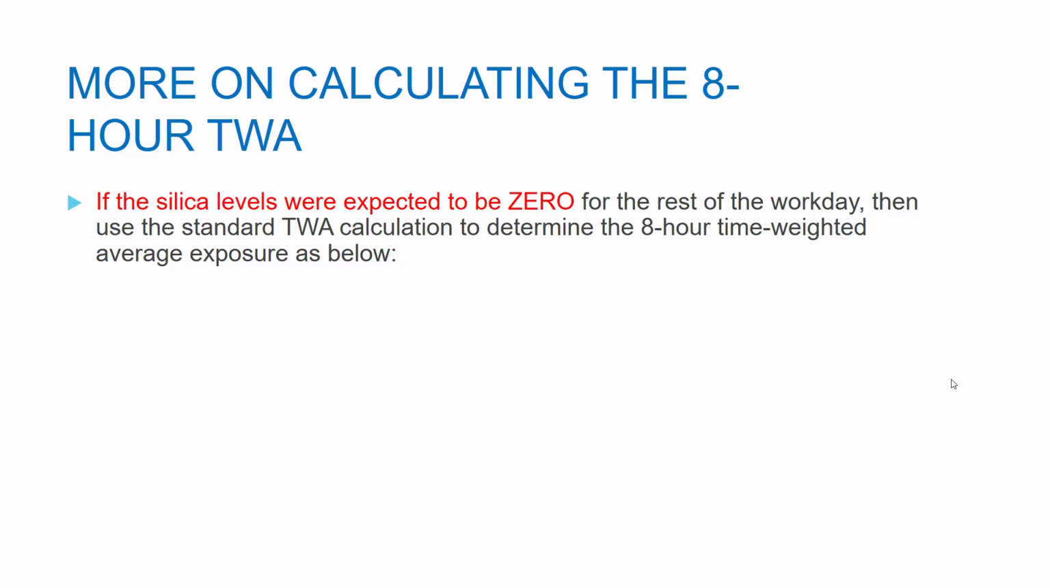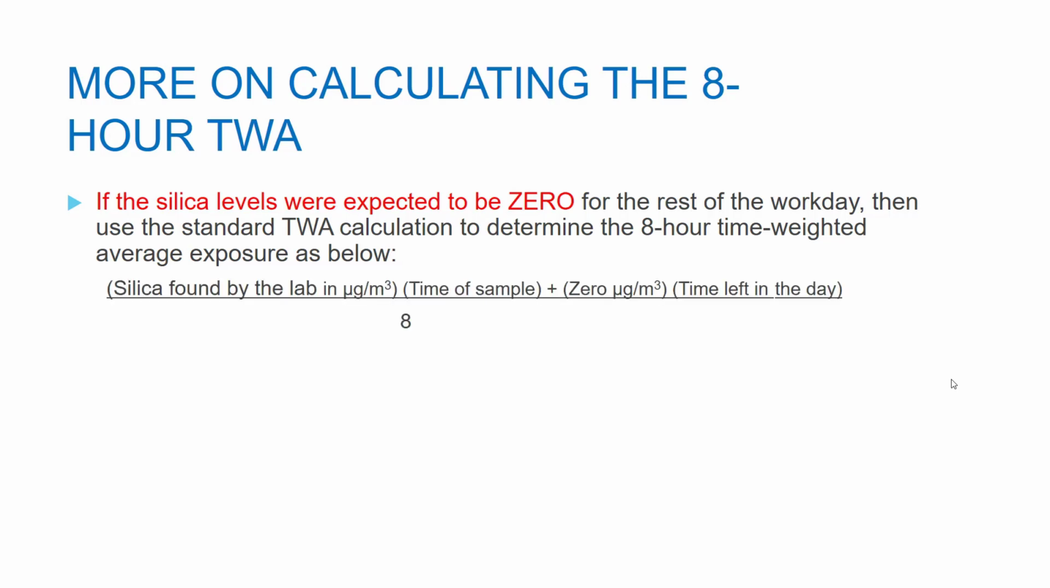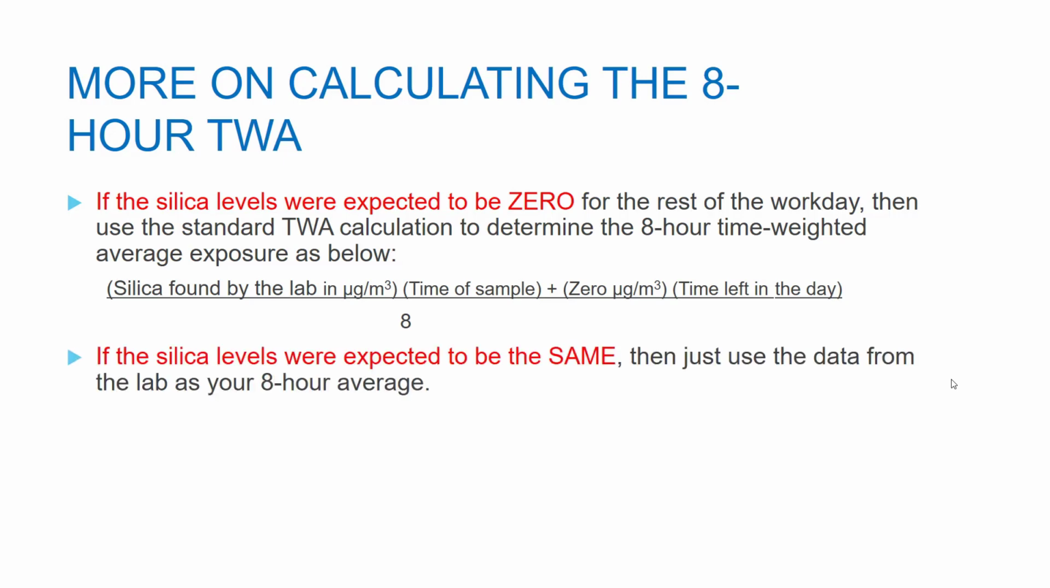If the silica levels were expected to be 0 for the rest of the workday, then use the standard TWA calculation to determine the 8-hour time-weighted average as shown on this slide. Silica found in the lab multiplied by the time of sample, added to 0 micrograms multiplied by the time left in the day, all divided by 8. If the silica levels were expected to be the same, then just use the data from the lab as your 8-hour average. Either way, be prepared to defend your decision.